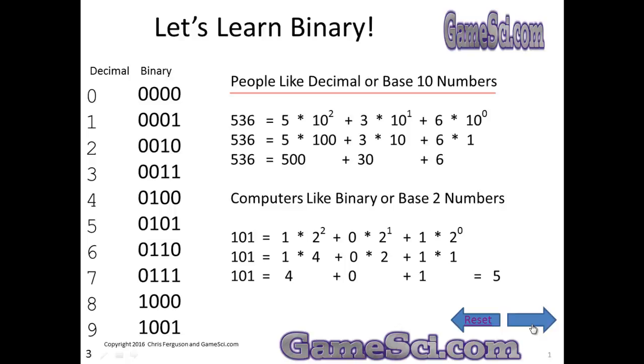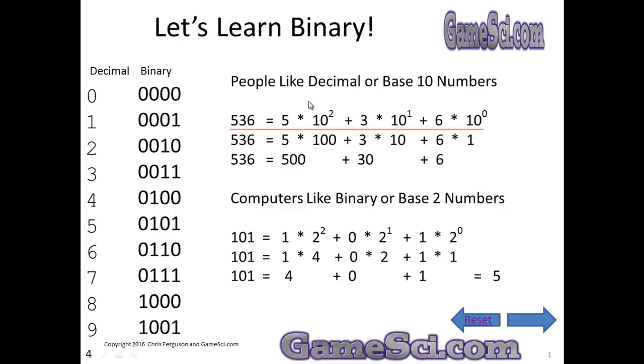Now, if you look closely at a decimal number, one of the things you'll see is you can break it down. You remember in the 3rd grade when they taught you about the 6 being in the ones place, and the 3 in the tens place, and the 5 in the hundreds place? Well, a decimal number can be broken down with the following equation. It's 5 times 10 squared plus 3 times 10 to the first, plus 6 times 10 to the 0 power. What we've done is just broken down the number 536 into its components.